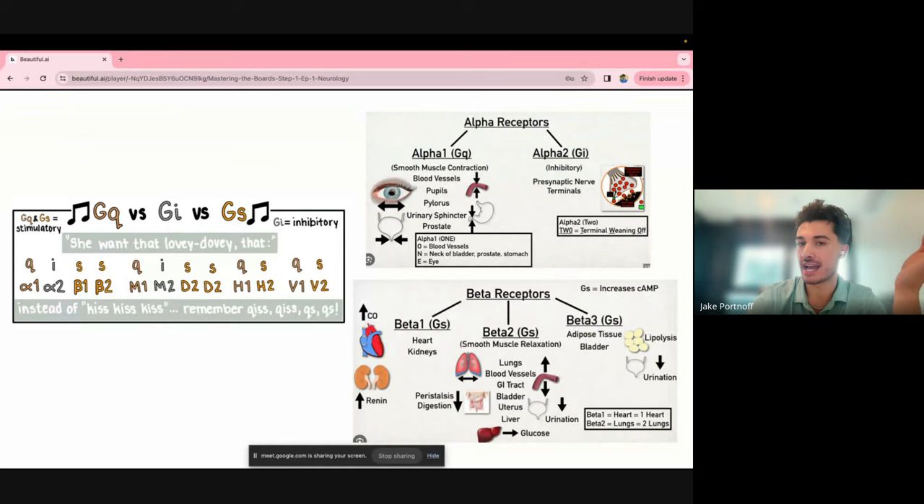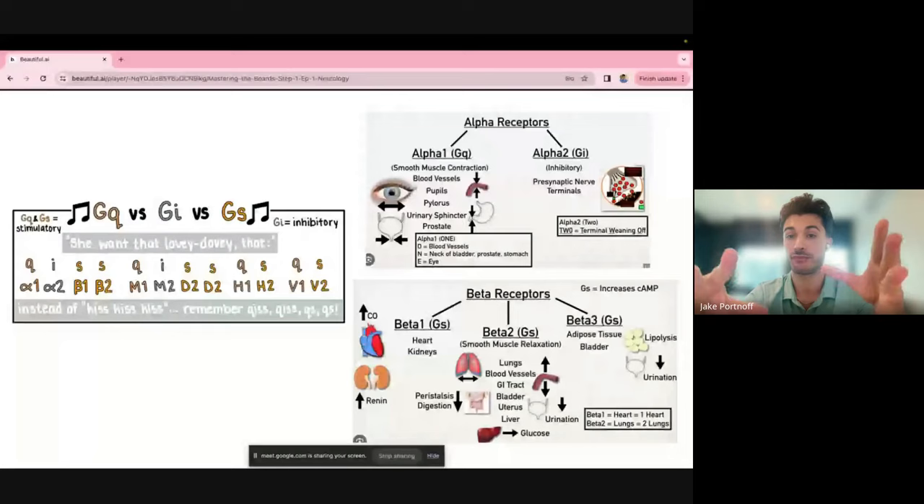Our SNS causes contraction to dilate our pupil, right? Fight or flight. When you see a bear, eyes get wide, you're going to dilate your pupil. You're going to constrict your blood vessels. You want to have a rush of blood to the vital organs. You don't want to pee. You don't want to digest, right? So think of that as your SNS, right? Alpha 2 is going to be the opposite. That's going to inhibit outflow of your SNS.